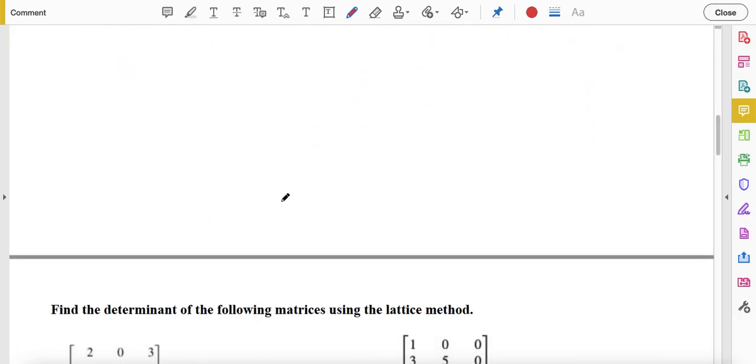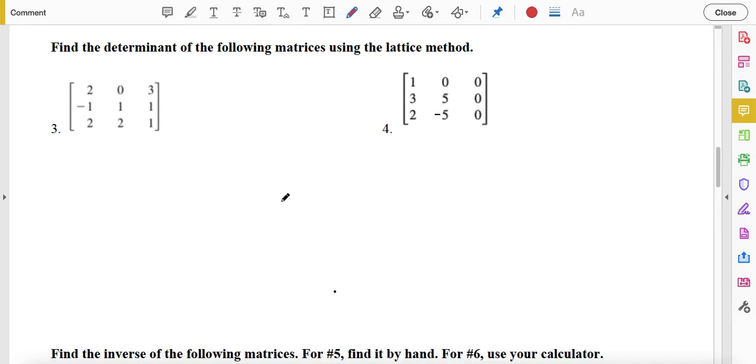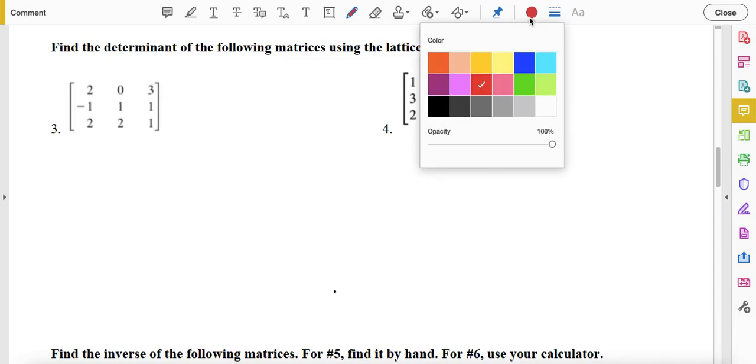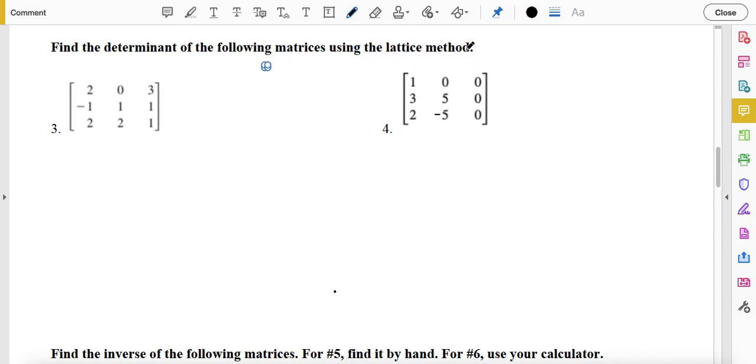Okay, moving right along. Find the determinant of the following matrices using the lattice method. The lattice method. This is by hand. Okay, so our first step when we're using this lattice method to find the determinant, if this were called matrix A, the determinant is written like the absolute value bars. So we're finding the determinant of A. The first thing we have to do is copy these first 2 rows again. So 2, negative 1, 2, 0, 1, 2. All right, copied the first 2 rows.